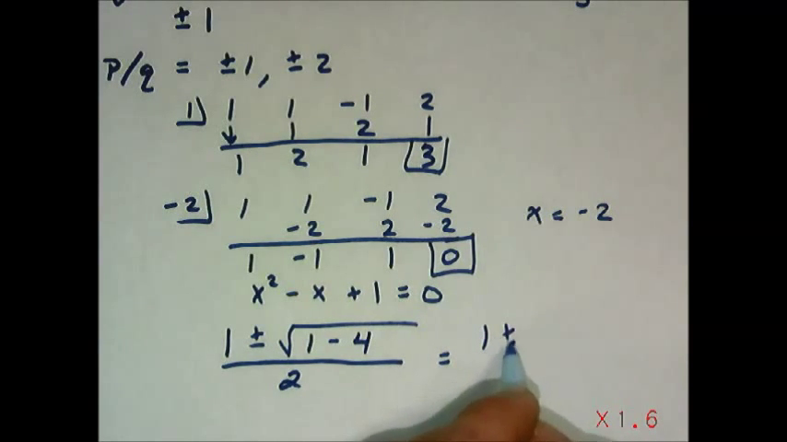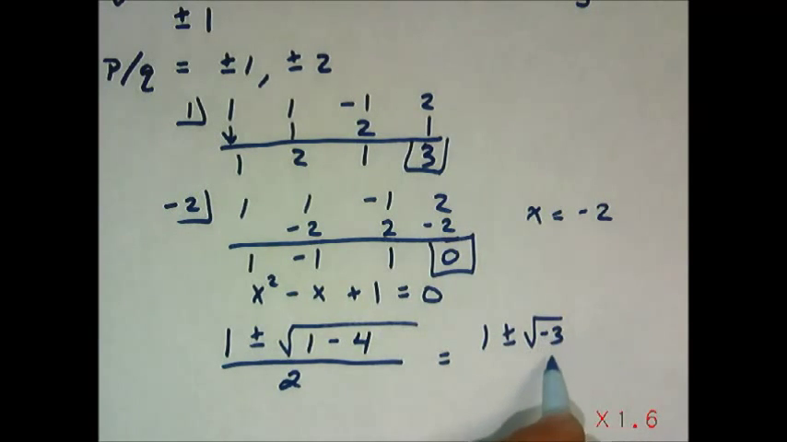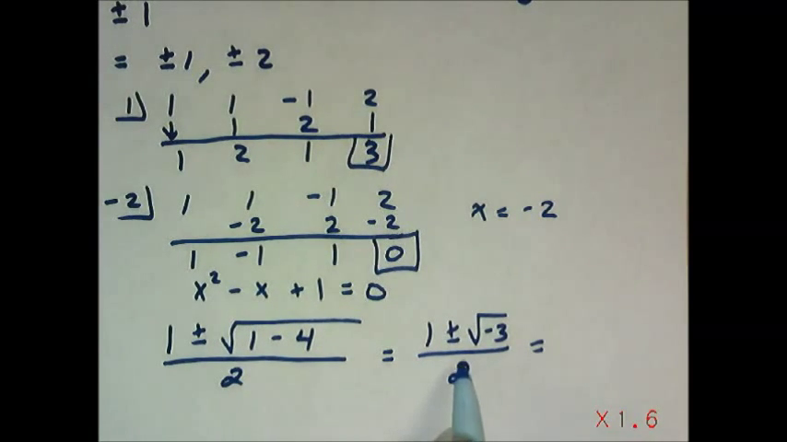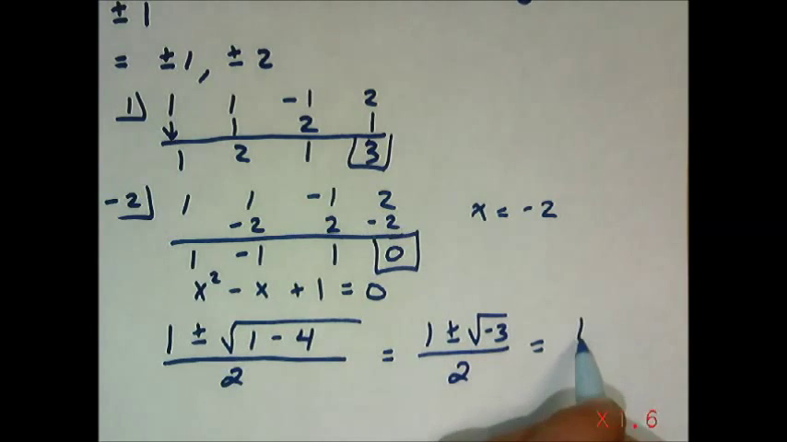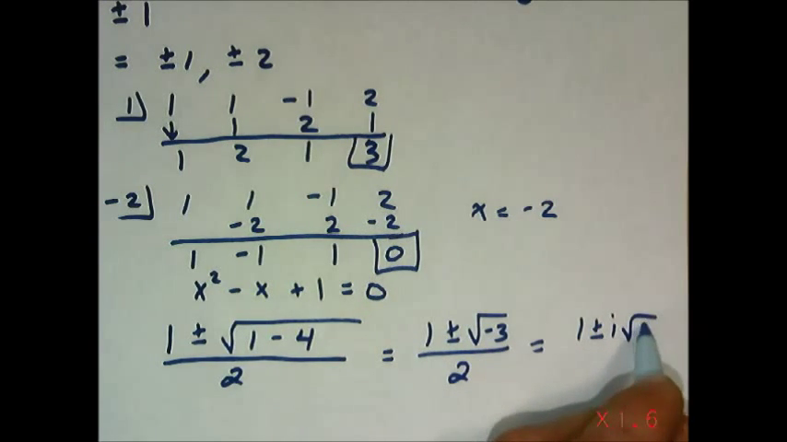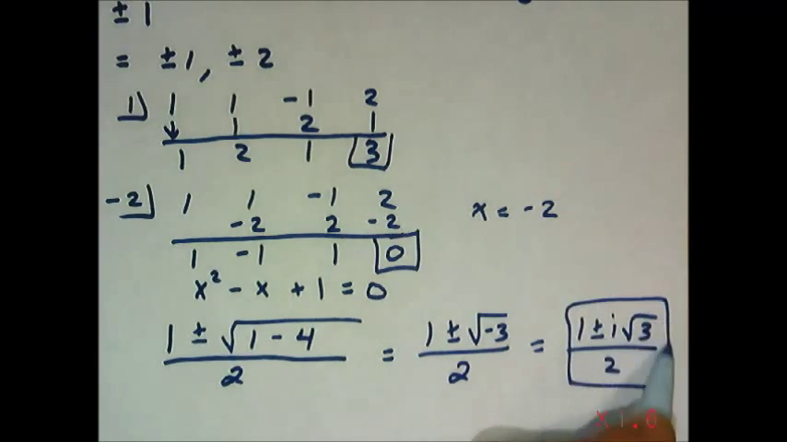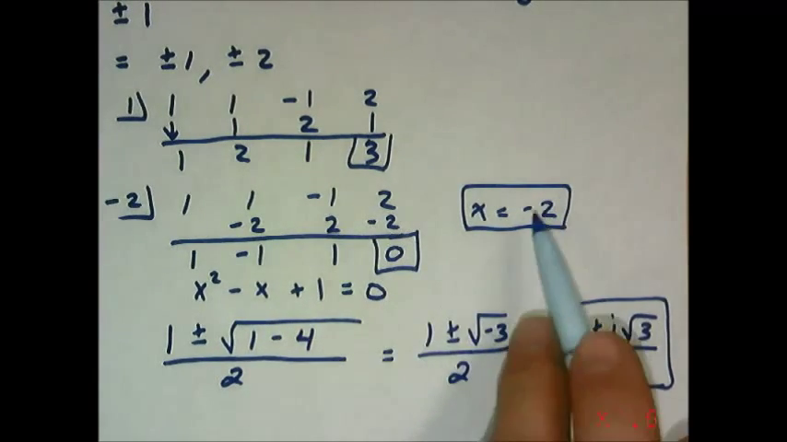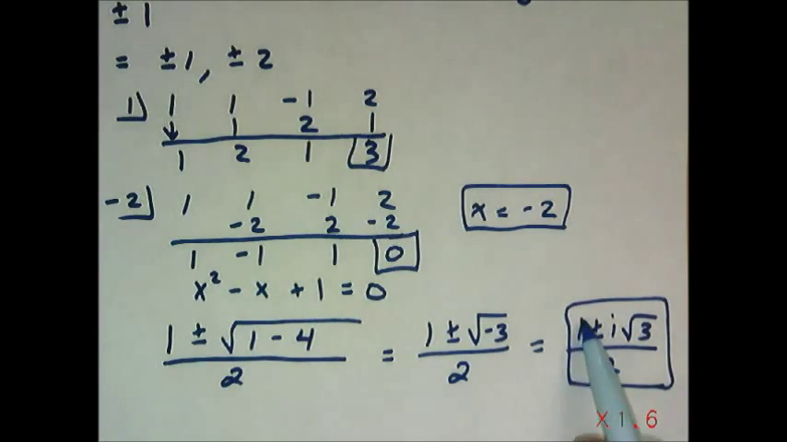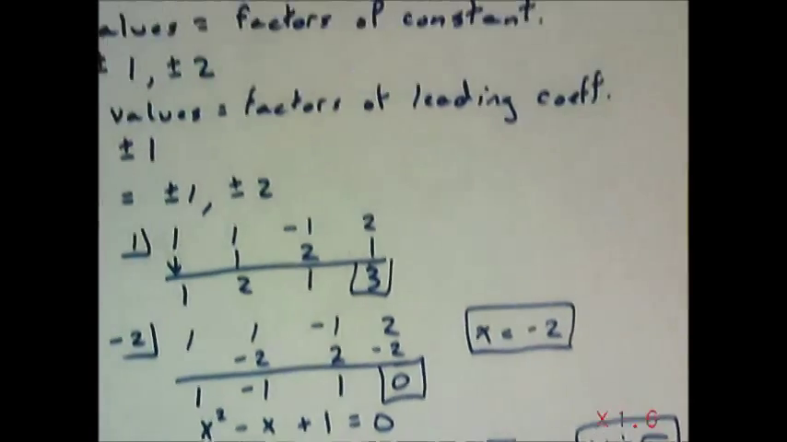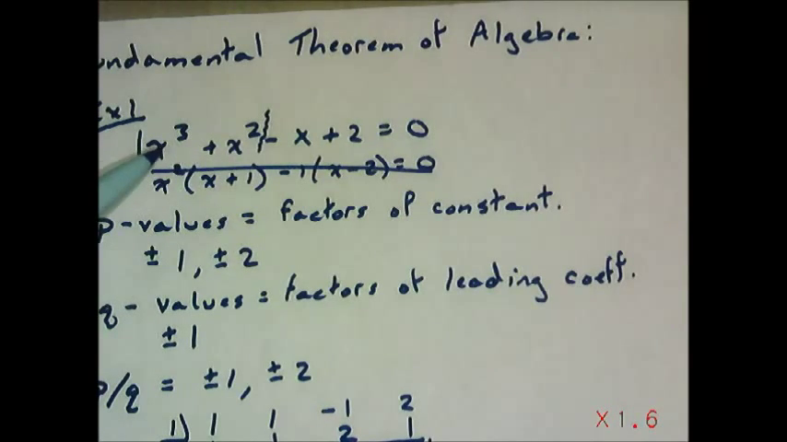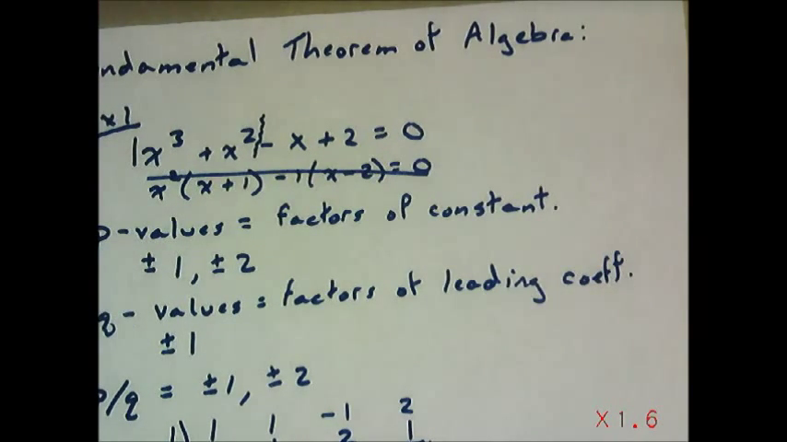Simplifying this, I have 1 plus or minus the square root of negative 3, over 2. And simplifying the square root of negative 3 gives us 1 plus or minus i radical 3 divided by 2. And there's my other two solutions. So x equals negative 2 and x equals 1 plus or minus i radical 3 over 2. And that's an example of solving a polynomial that's not factorable.